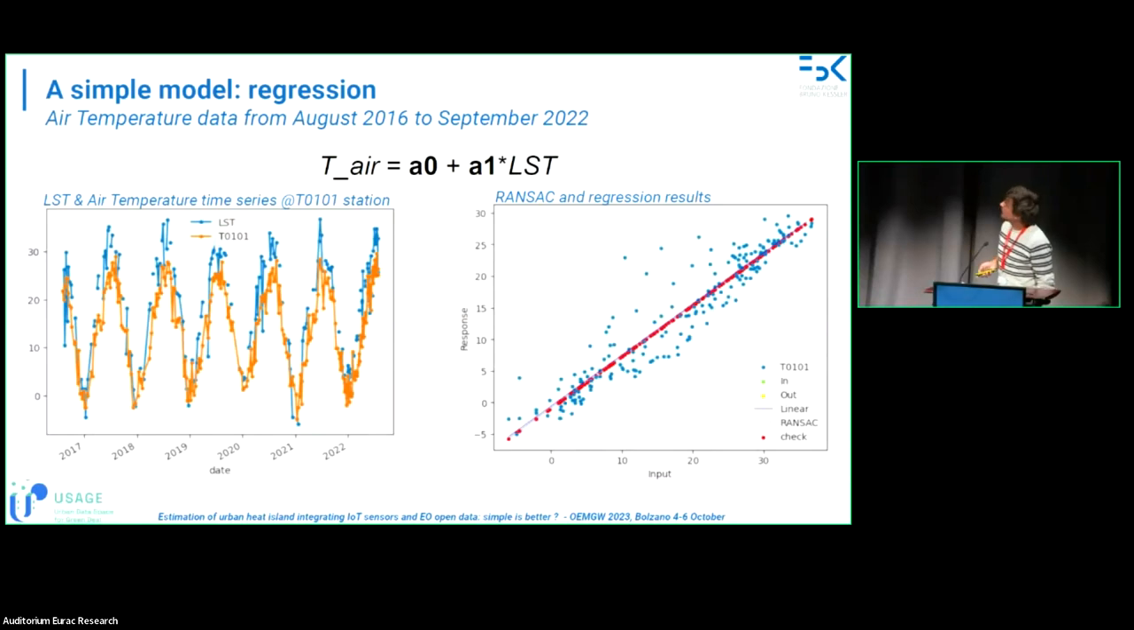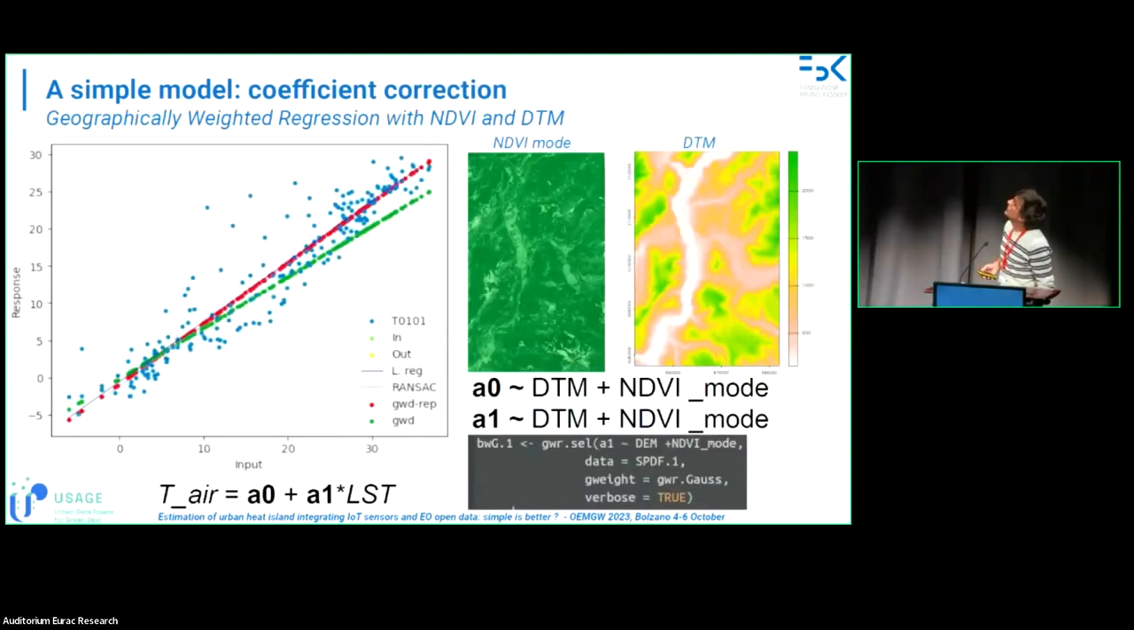Okay, so now that you did a regression, the idea was to correct the regression for NDVI and elevation, with a geographically weighted regression. And so if you correct the coefficients of the regression and you apply them to predict the same station, you get the green line. And it doesn't look like it's fitting as well as the other line, of course, as the model is taking into account the NDVI and the elevation.